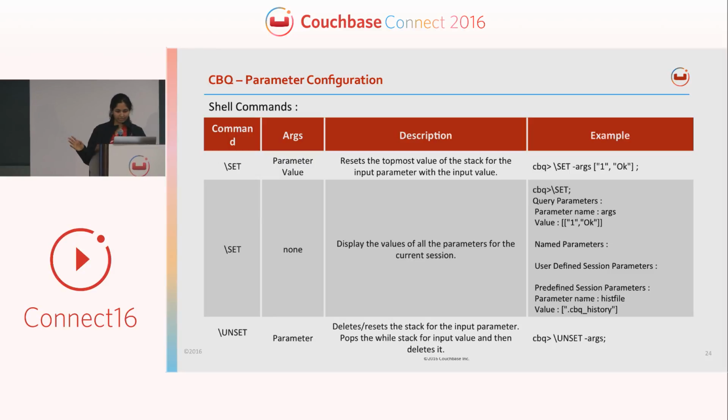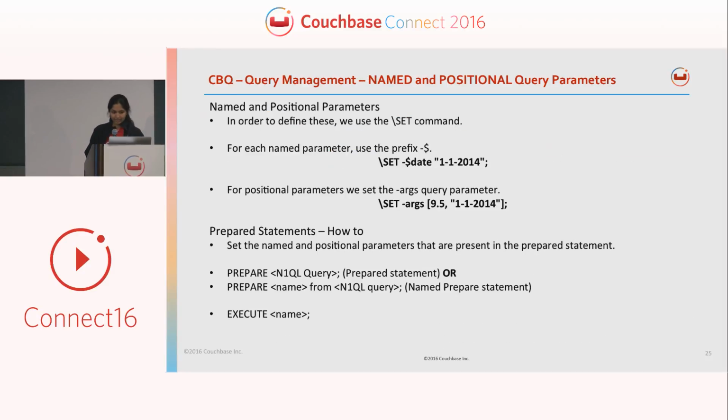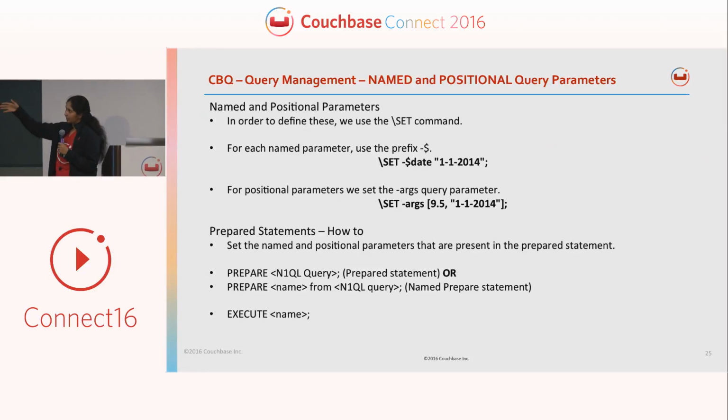The unset command deletes and resets all of the values for the input parameter. I will go ahead and show you an example. In order to define a named parameter, you prefix it with $. So you have set $date to some date, and dates are treated as strings in Nickel. So that's what we have here, a date in the form of a string. And then for positional parameters, you set them just the way we saw before, and we've set it to that value. You can set it to different values.